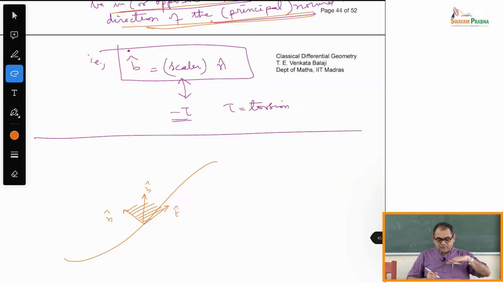And if you go to a nearby point, this osculating plane is going to change, and correspondingly the unit normal to that, which is the binormal, is going to change. But how this binormal is going to move, which direction is it going to move, that is what we are trying to understand.